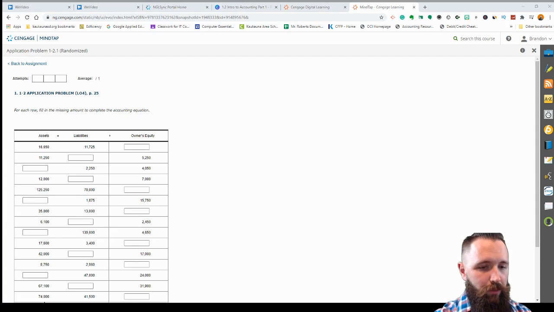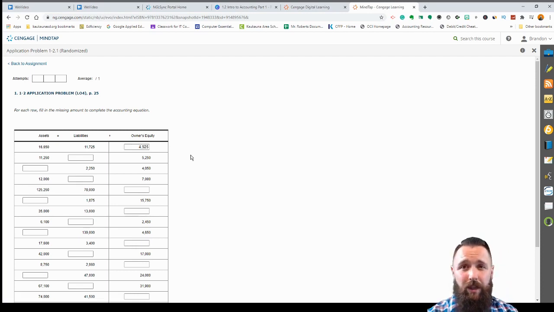Let me just pull this up real quick. I'm going to pull up a calculator, and unfortunately, I don't think you can see it. Yeah, but it's 16,650 minus 11,725. And what's that going to equal? 4,925. So here, if we look at this as the accounting equation and balance, does our liabilities plus owner's equity equal our assets? Yes, it does.